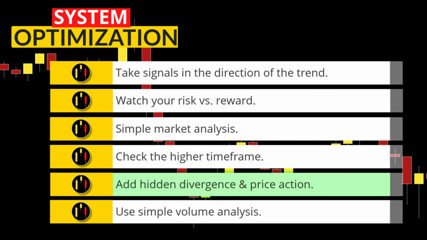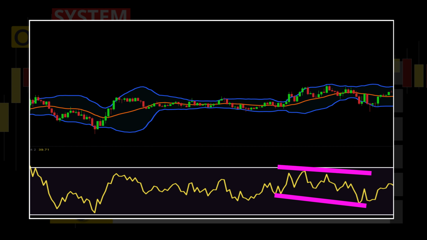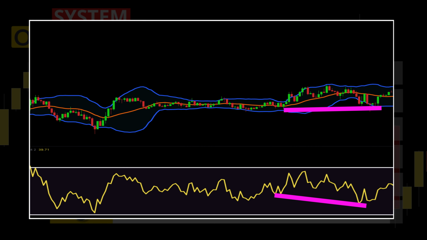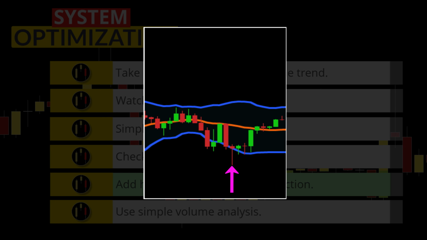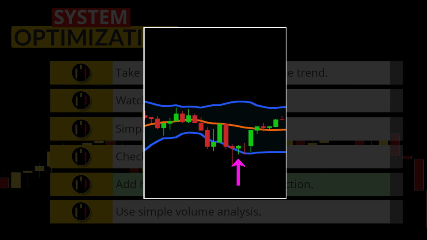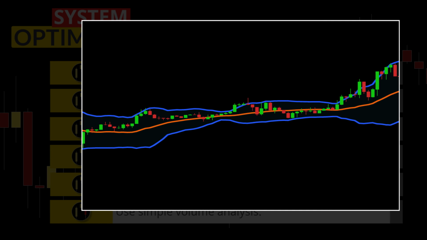Fifth, you can add a trend confirmation signal such as hidden divergence to strengthen your entries. Here we can see a lower low on the RSI, but a higher low on price. This setup also contains bullish price action, with this hammer candle at the bottom of the Bollinger Band and a very bullish candle into the basis line. Look what happens next.